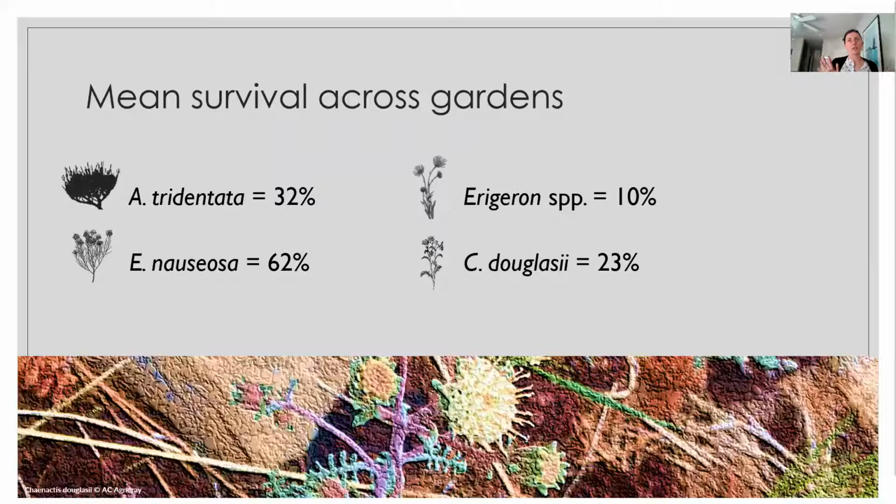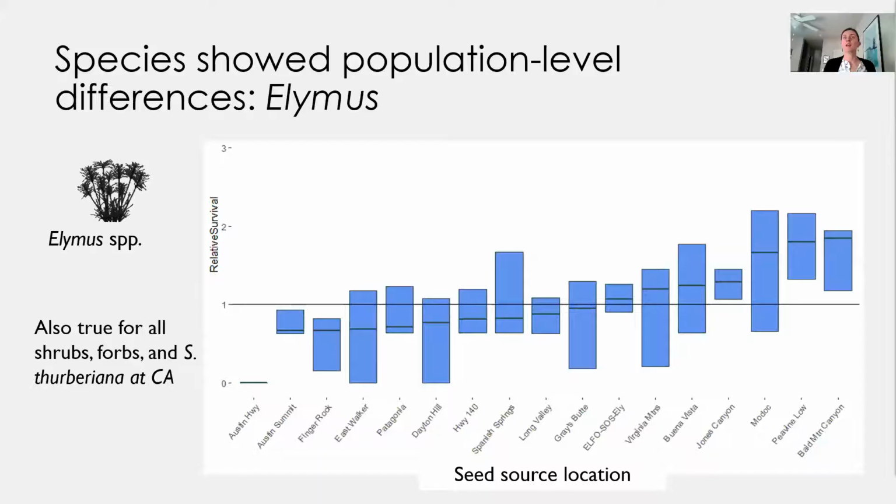And across the board, here are just the average rates of survival across the experiments. I should note that survival here means you not only emerged from the ground, but you also then lived to the end of the season to get measured. And you can see that Erigeron species, for instance, were the big headache, and others were really cooperative, like rabbitbrush, which had an overall 62% average survival rate, which is great.